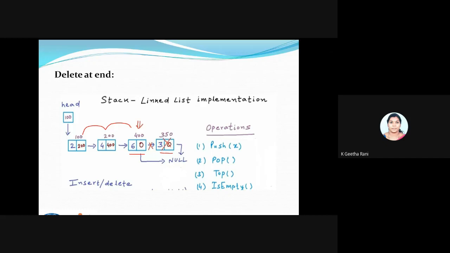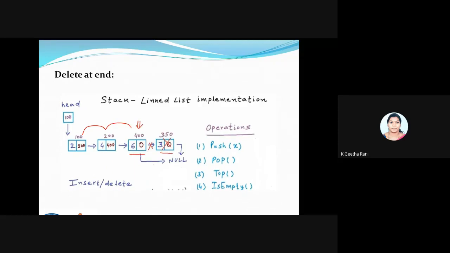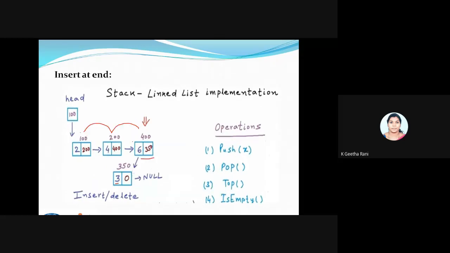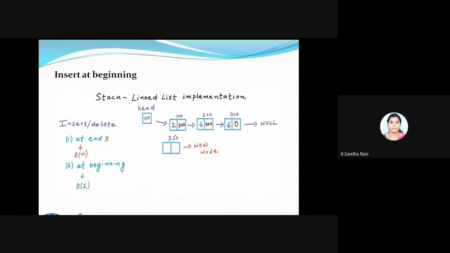So now we will see the complexity of deleting or inserting a node at the end. What happens in both inserting a data or deleting a node at the end makes me traverse all the nodes. So my complexity goes like order of n. It takes a higher complexity. To overcome this, I will try to insert or delete at the beginning.